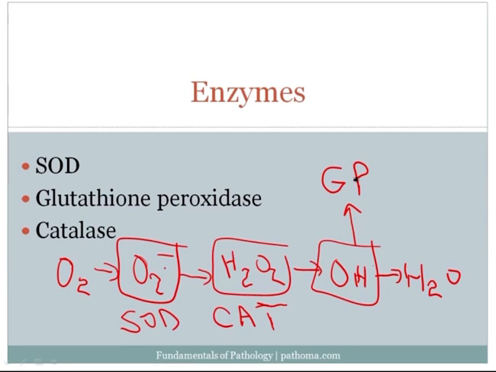However, it is important to know the three key free radicals. Again, superoxide, hydrogen peroxide, and hydroxyl free radical. It's important to know that hydroxyl free radical is the most damaging or most dangerous of the three free radicals. And then it's important to know what enzymes handle each of those free radicals. Clearly superoxide would be handled by superoxide dismutase, hydrogen peroxide by catalase, and hydroxyl free radical by glutathione peroxidase.